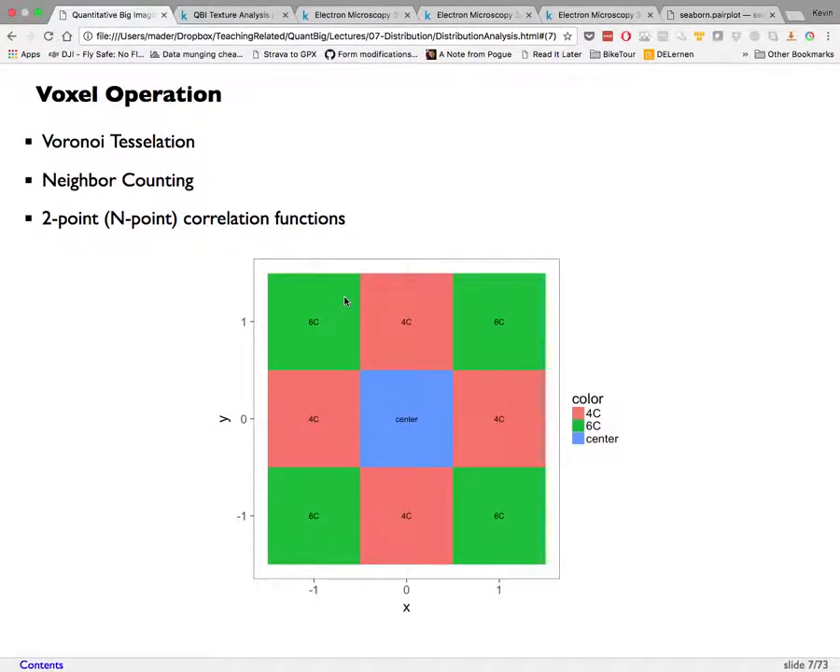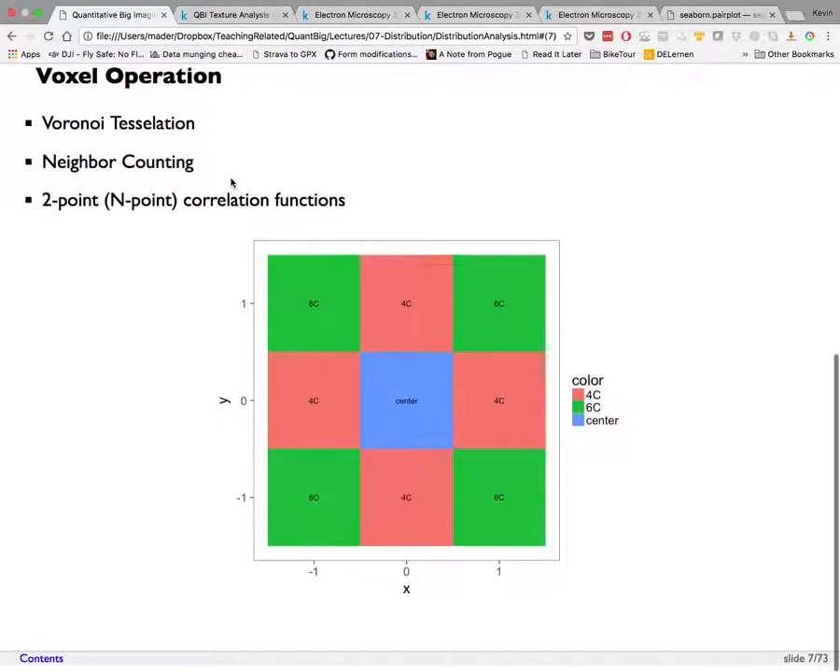The other types of operations that we have are voxel operations. This is when we still have an image as voxels, and we want to do some more analysis on that. That's where Voronoi tessellation also comes in. Neighbor counting, so how many neighbors are you actually in contact with? And then two-point correlation functions.